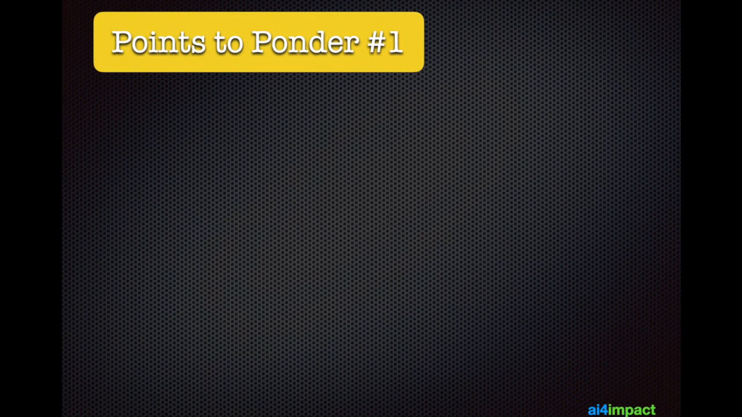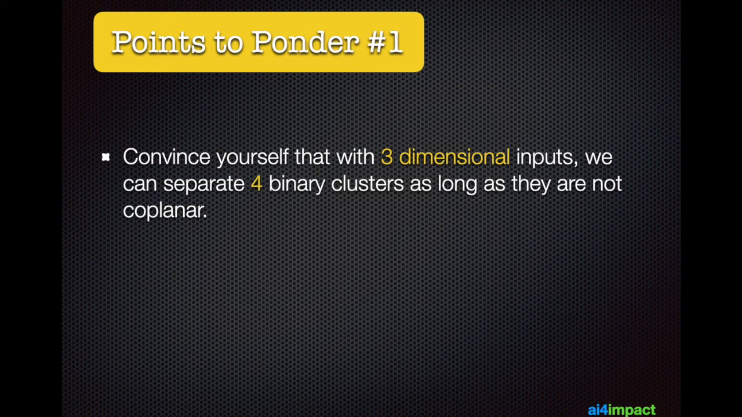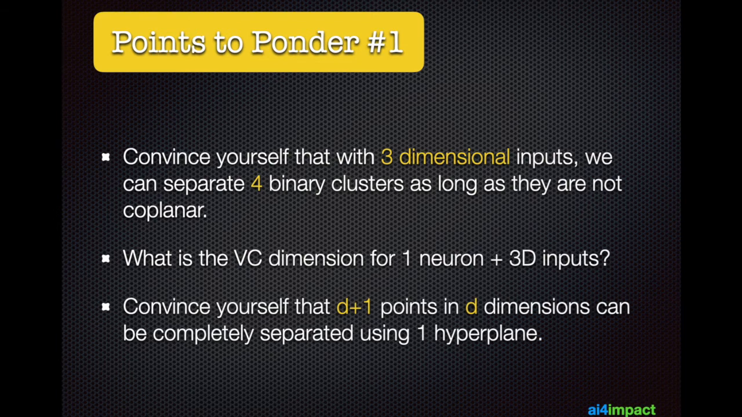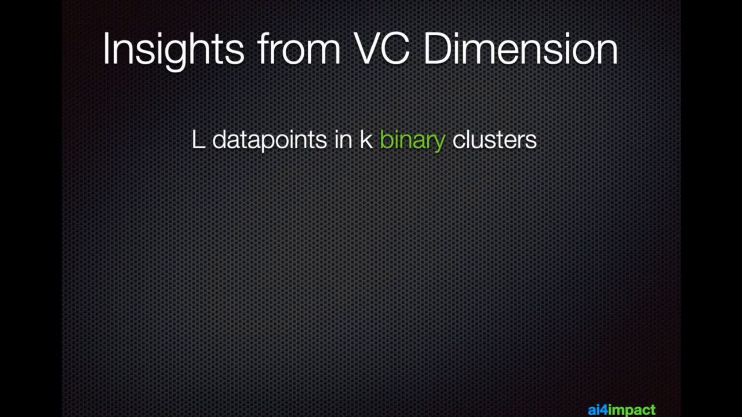I'd like you to think about a few things. The first is to convince yourself that if we increase the number of dimensions to 3, we can separate 4 binary clusters as long as they are not coplanar. So, what is the VC dimension for one neuron with 3D inputs? And lastly, I'd like you to convince yourself that D plus 1 points in D dimensions can be completely separated using just one hyperplane. Let's move on.